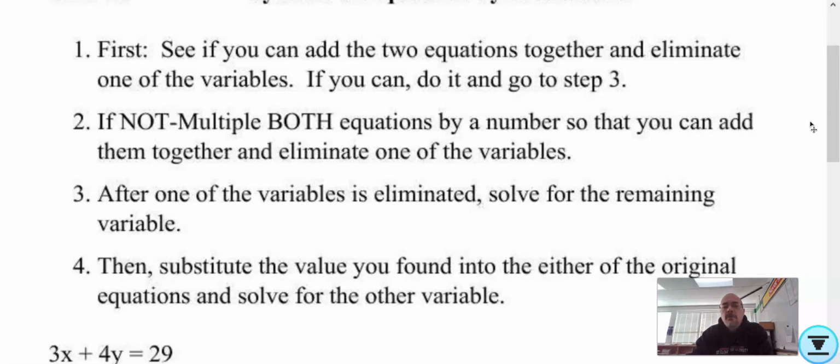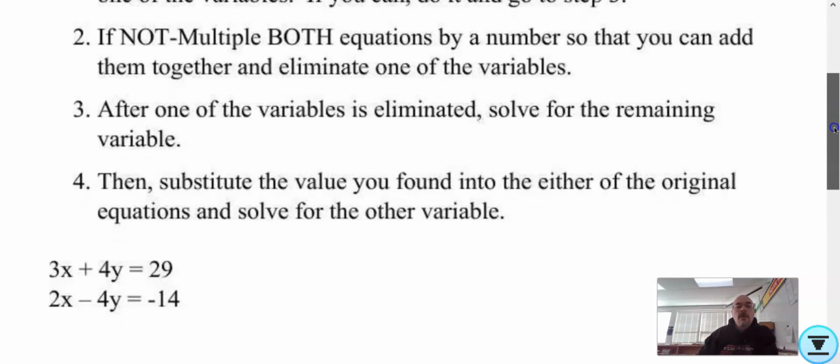Number 3, after one of the variables is eliminated, solve for the remaining variable. Then, last step, substitute the value you found into either of the original equations and solve for the other variable. If you need time, pause the video and copy those steps down, because I'm going to continue.